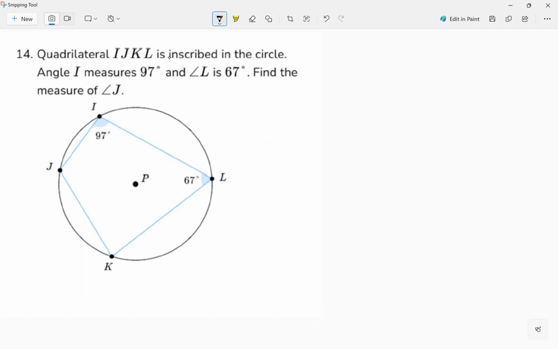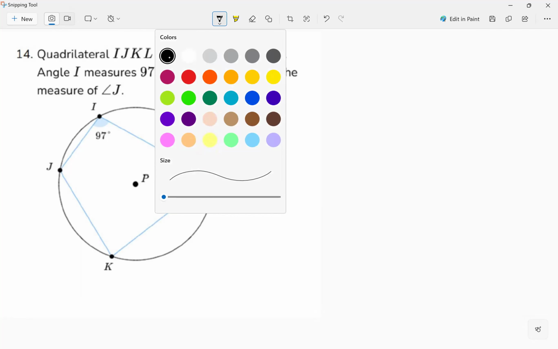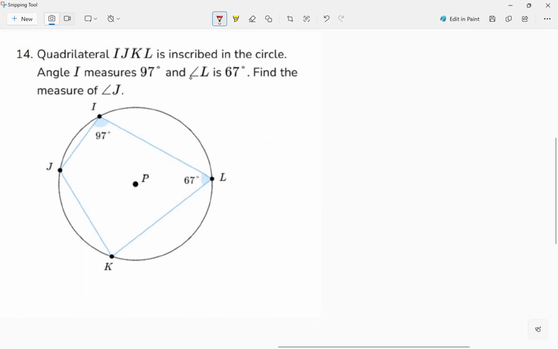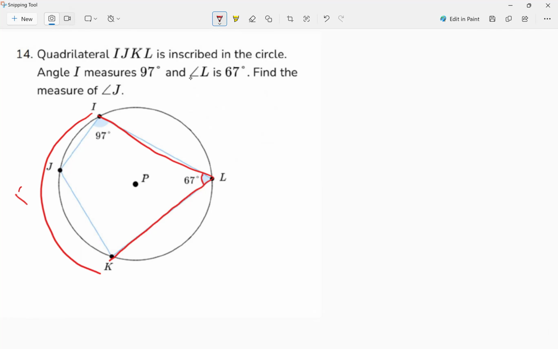Okay, so well, I'm going to use measurements here. If this angle L is 67 degrees, if I project it, you see how I'm projecting my angle, it gives me this arc right here. And I'm going to say this arc right here happens to be 134 degrees. I just went 67 times 2. That's 134.